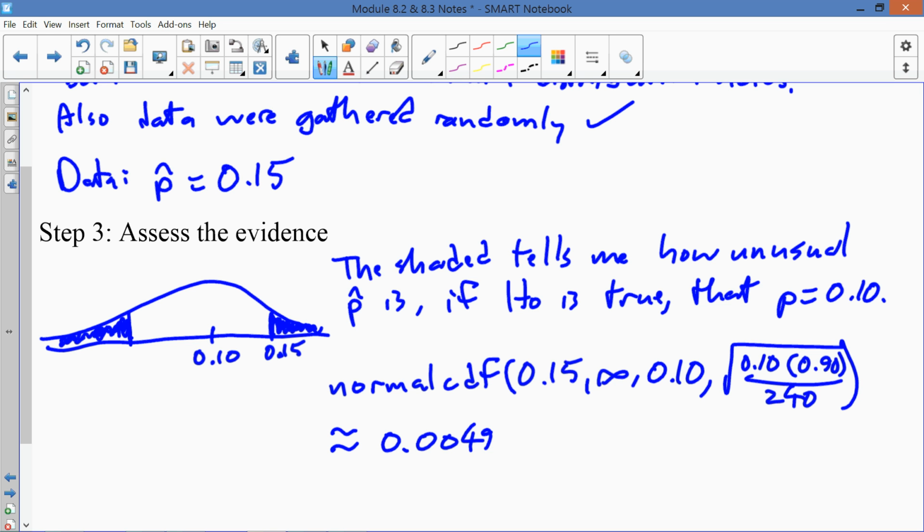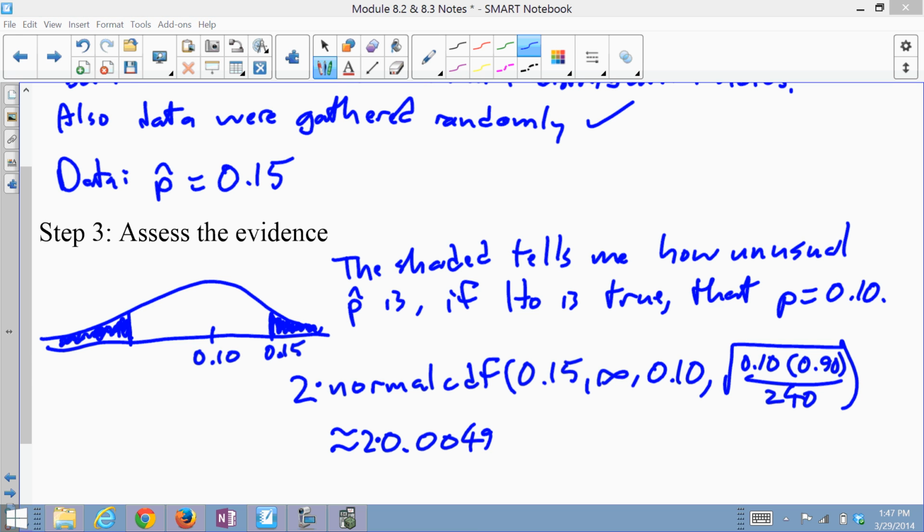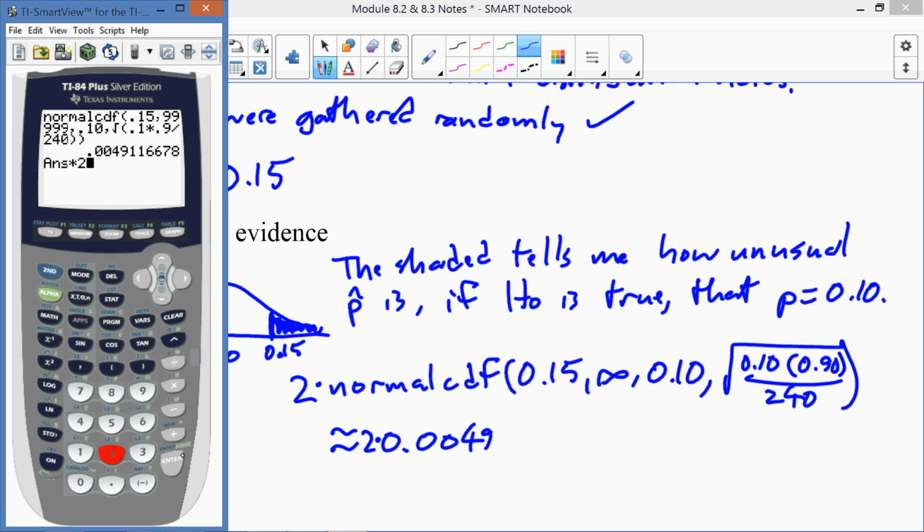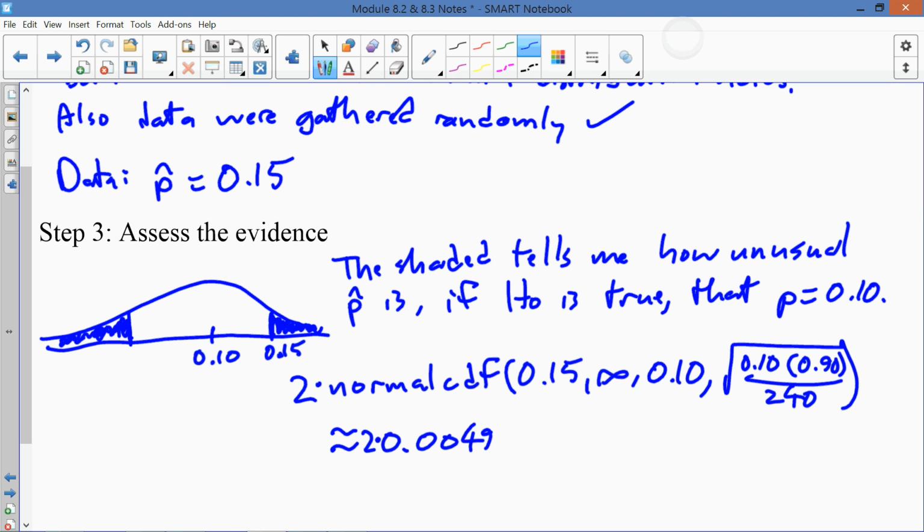But because I have to look at both tails and the curve is symmetric, I'm going to double that. Okay, so let's bring my calculator up again and multiply by 2. Times 2 equals 0.0098. That makes sense. 49 times 2 is 98. So approximately 0.0098.